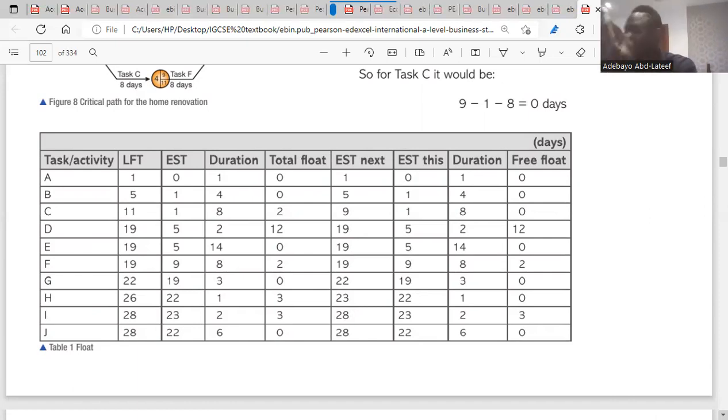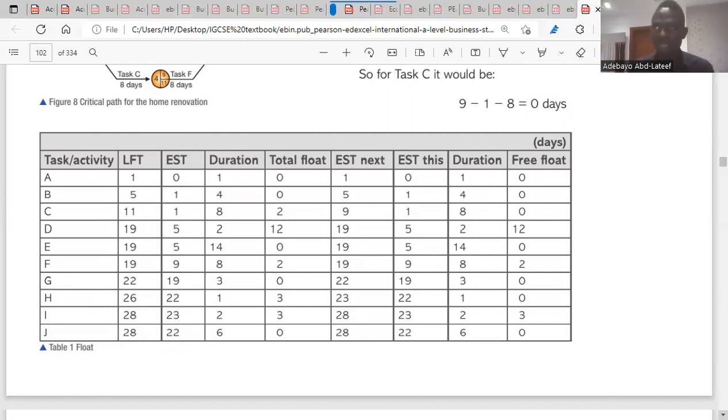For float, we're talking about the project. I think you get the difference here. Yeah. Free float, we are talking about the task. For float, we're talking about the project. Any question about that? No. So free float is the EST of the next task minus the EST of this task minus the duration. The earliest start time of the subsequent task minus the earliest start time of this task that you want to delay minus the duration. Do you get it?